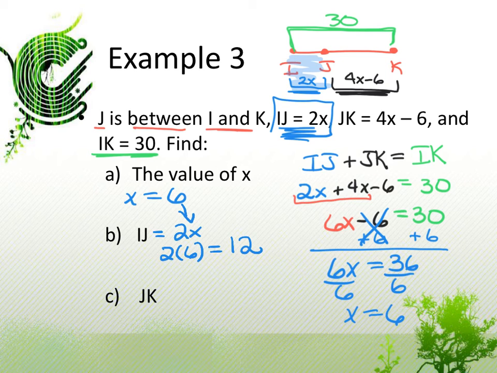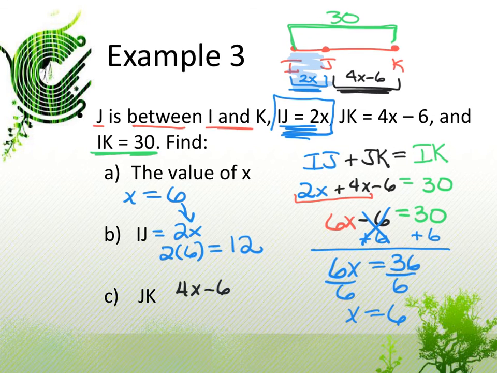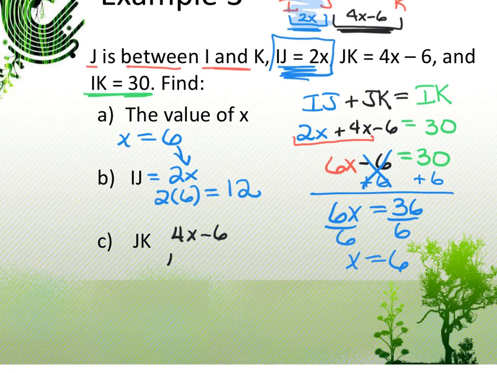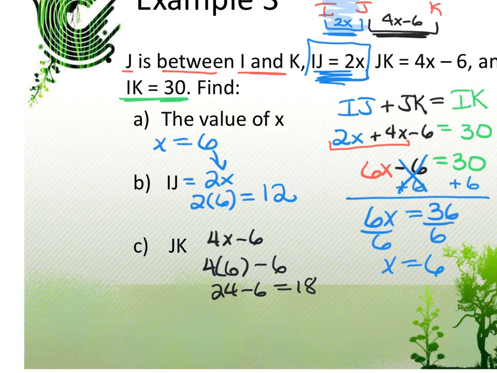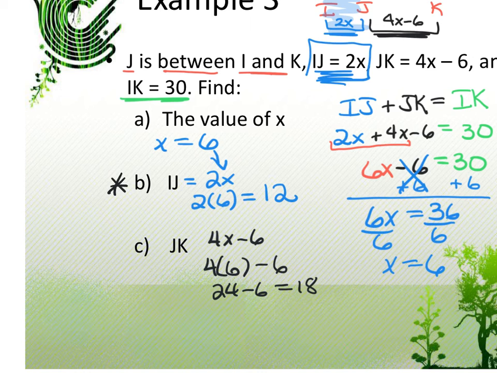Now, at this point, to find JK, I can do two things. I can either take what JK equals, 4x minus 6, again, plug in the 6 for the x, 24 minus 6, and get 18. I could have also, right here at this step, because I knew the length of the whole thing was 30, subtracted what I got and gotten what was left over for JK.